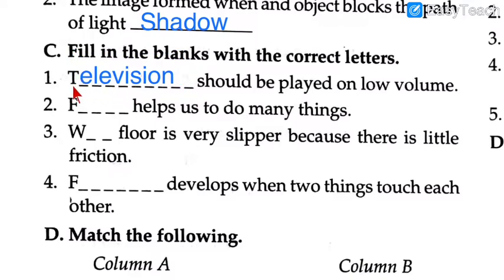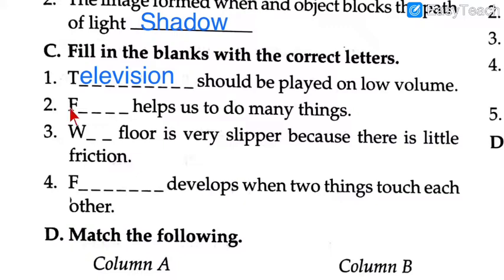T is already written, no need to repeat the same letter. Once you get the PDF copy of this worksheet, you can easily count and write one alphabet on each blank given here. So television should be played on low volume. Generally, you have the habit, or your neighbors might be having the habit of increasing the volume whenever they are watching their favorite show or the song or etc. Many more things could be there. So you should play it with a low volume.